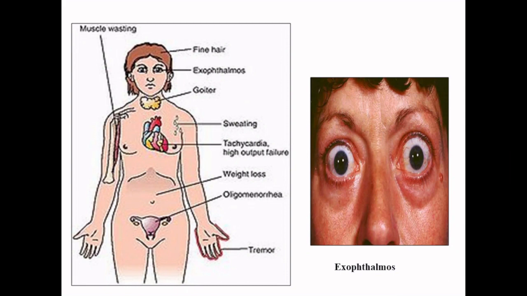So as you can see, the hair is going to become fine. They're going to present with exophthalmos, where the eyes pop out because of the symptoms that we were talking about earlier on. They're going to present with goiter, muscle wasting, swelling. They're also going to have tachycardia, weight loss. They're going to present with oligomenorrhea. So oligomenorrhea is infrequent periods lasting up to 35 days. And these patients are also going to present with tremors.